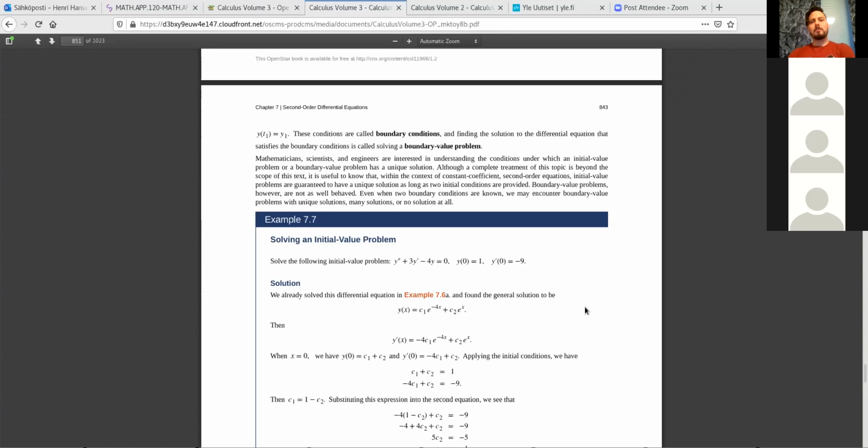But for initial value problems, let's say that you know y at 0 or y at some point, and you know the y prime at that same point. So this is called the initial value problem. If you know that, then they usually have a solution, and there exist unique solutions. But for boundary value problems, we may encounter unique solutions, or we may encounter many solutions, or we may encounter no solutions at all.